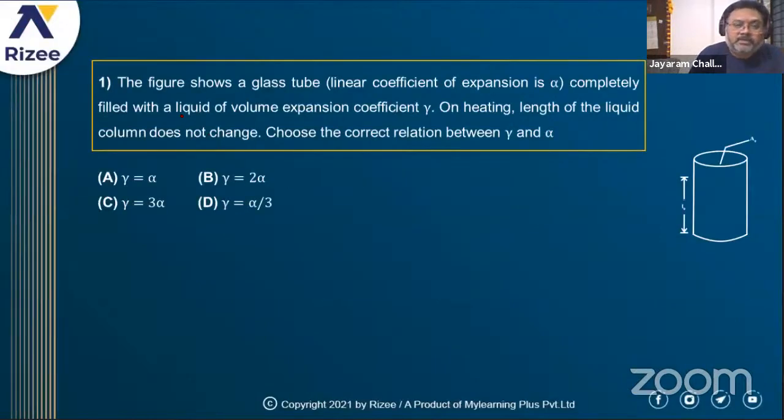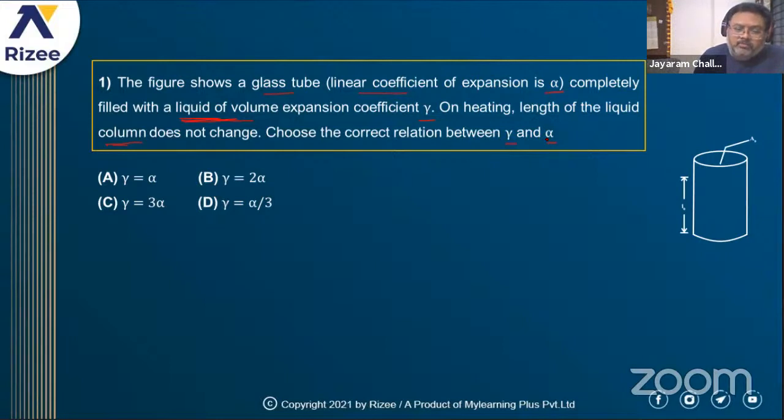Coming to today's first question. The figure shows a glass tube. The coefficient of linear expansion is given as alpha, and it is completely filled with liquid. The coefficient of volume expansion of the liquid, which is the real expansion, is gamma. On heating, the length of the liquid column is not changing. He is asking for the relation between gamma and alpha.